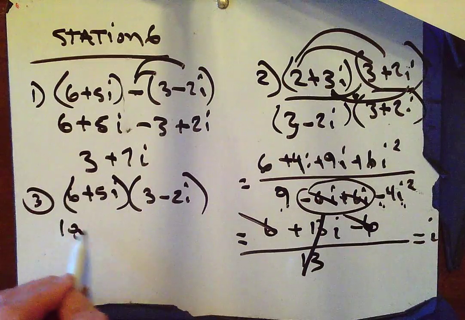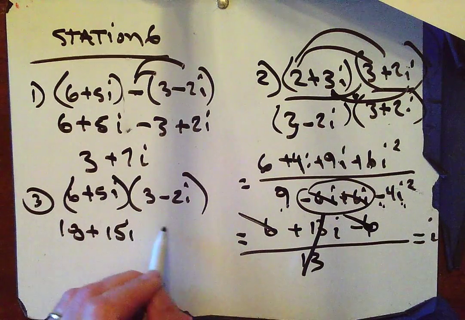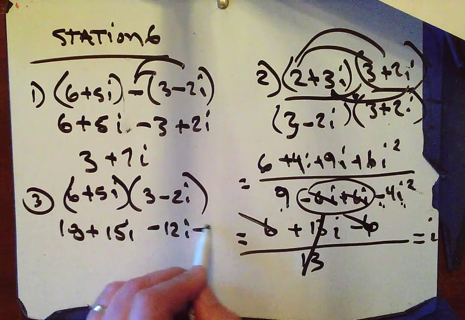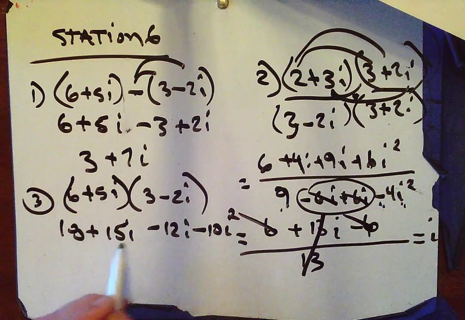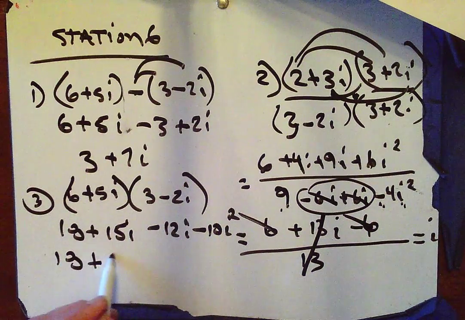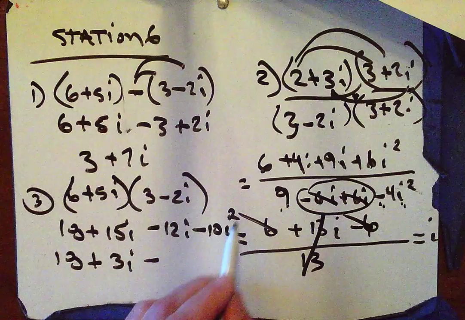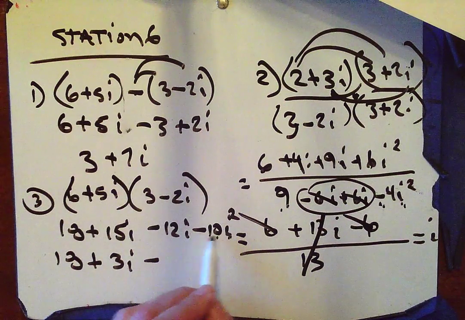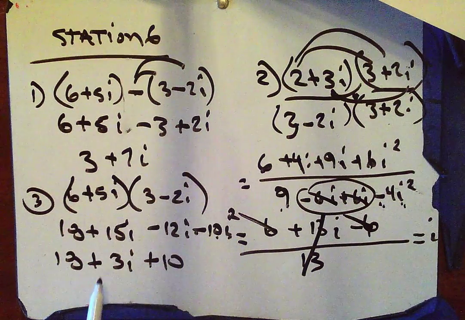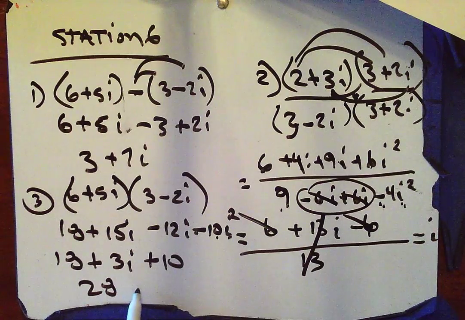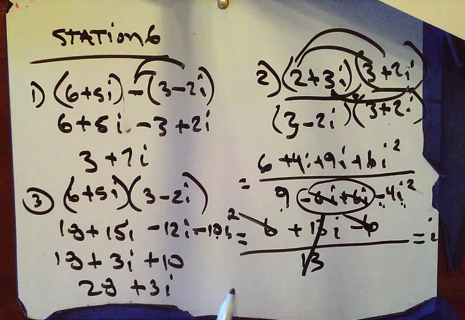So I'm going to have 18, it's 15i, minus 12i, minus 10i squared. It's going to be 18 plus 3i. i squared is -1. -1 times -10 is +10. So how about 28 plus 3i as our answer to number 3?